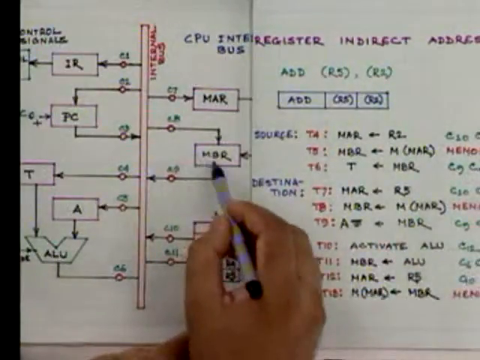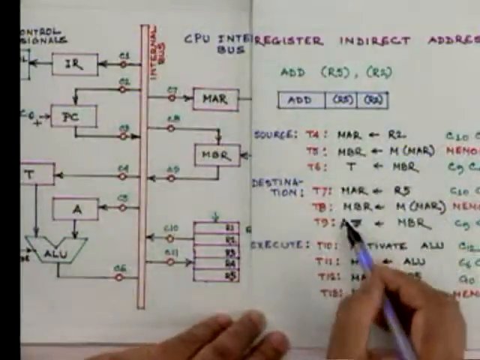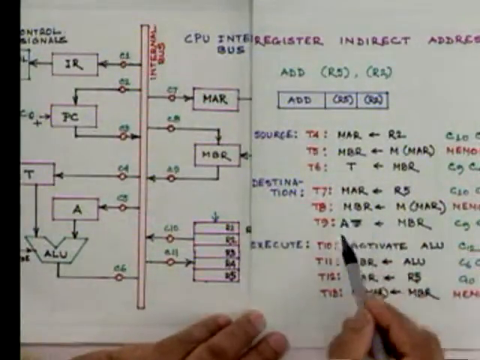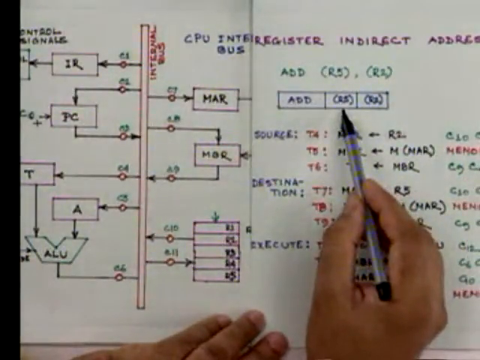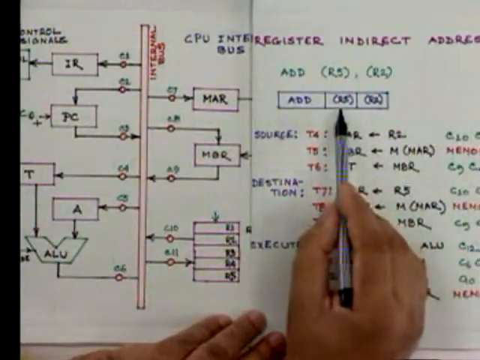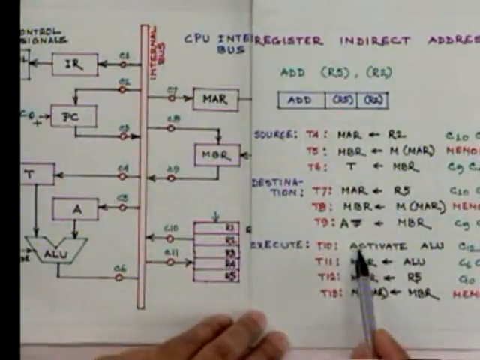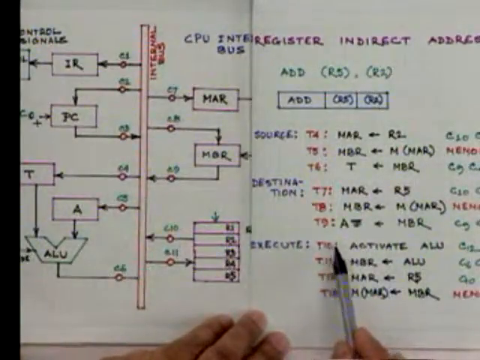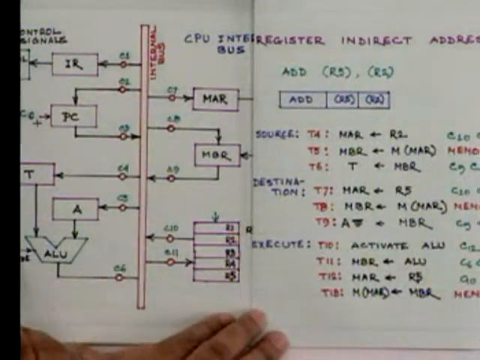Now for that, you see C9 and C5 gate has to be opened. Now once it is done, we enter into an execute cycle, because the result should go to the memory location pointed to by R5. Okay. Therefore, the first thing it has to do is activate the ALU, right? That activation of the ALU will be done here, right?